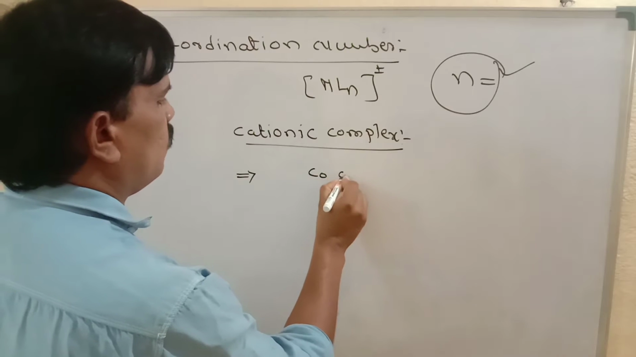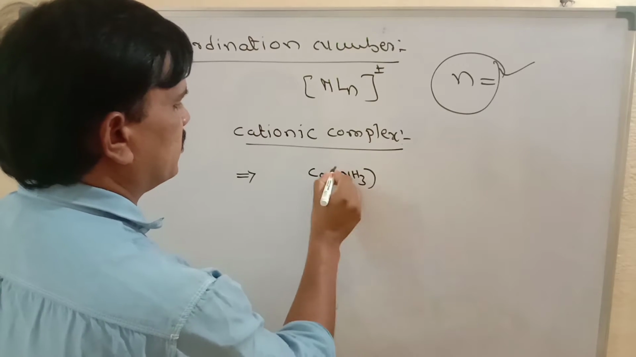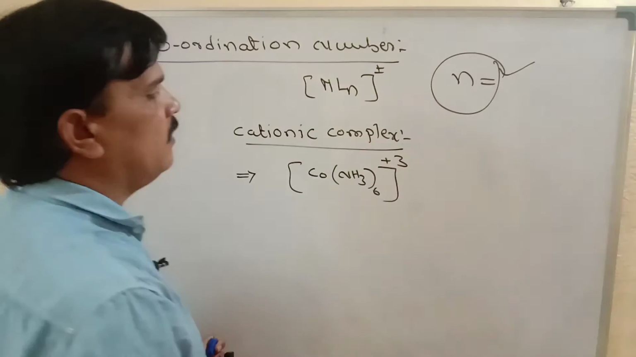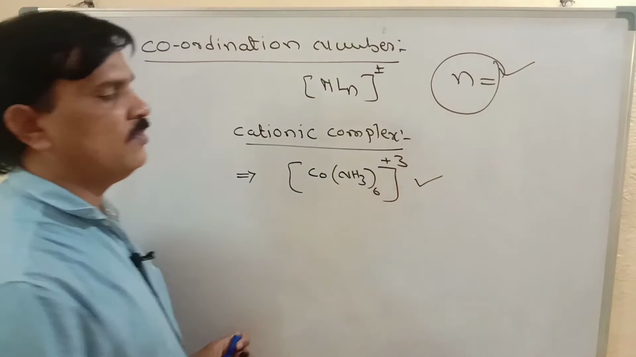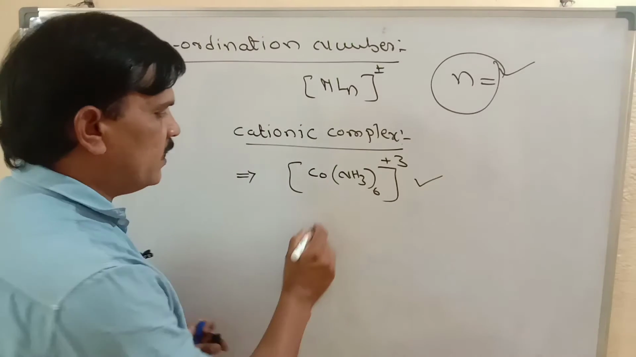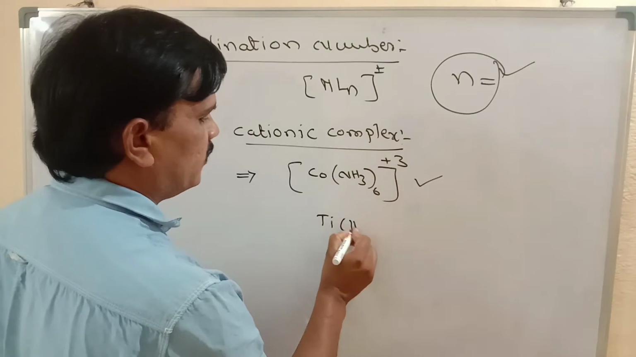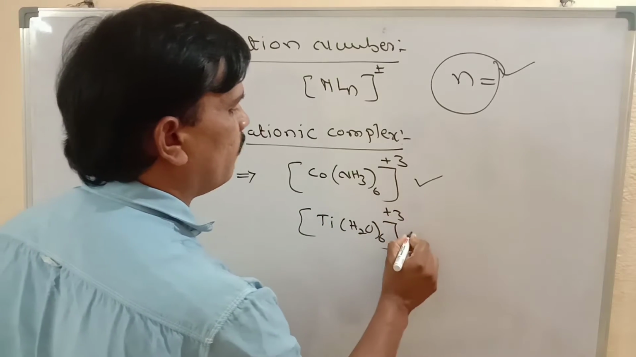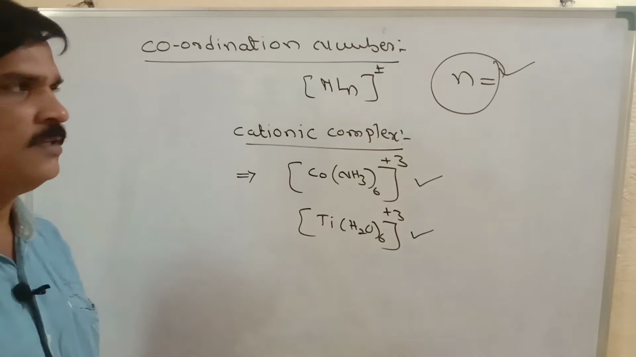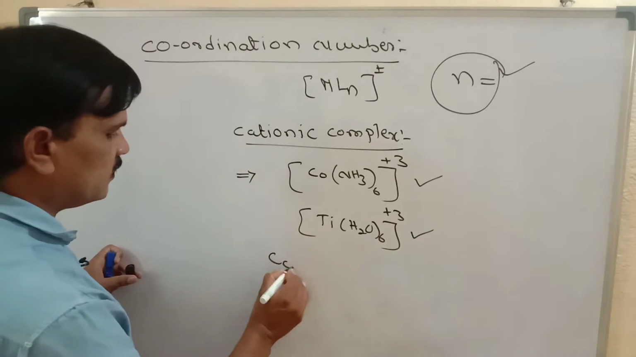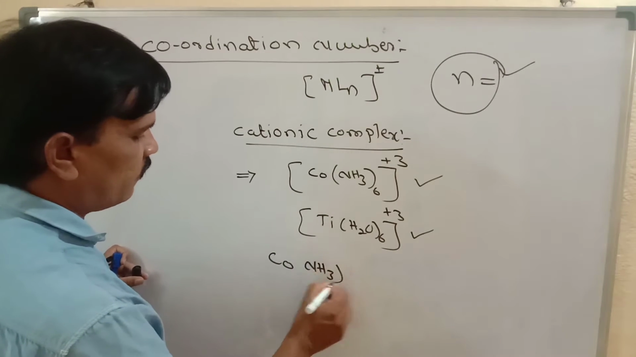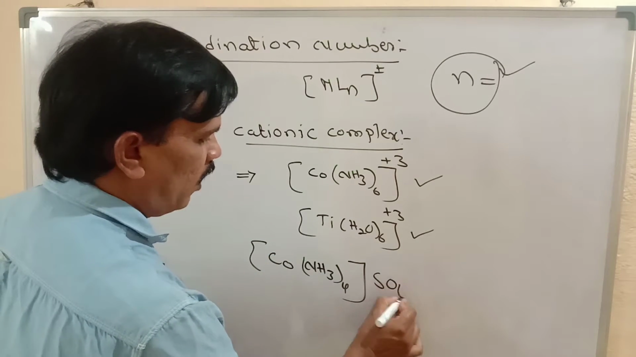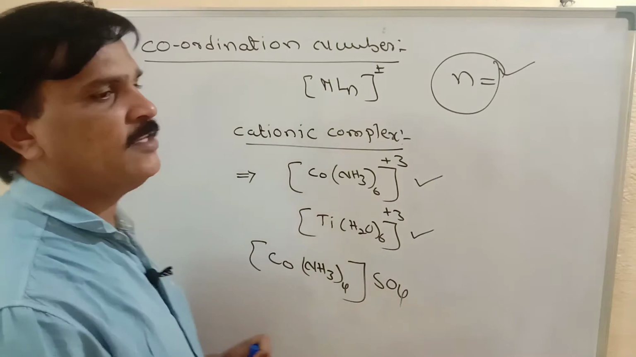For example, [Co(NH3)6]3+, this is the complex compound with a +3 charge. This type of complex compound is known as a cationic complex. For example, [Ti(H2O)6]3+, also a cationic complex. Sometimes they may give it like this: [Co(NH3)4]SO4. This is the coordination sphere, and SO4 is outside the sphere, outside the entity.